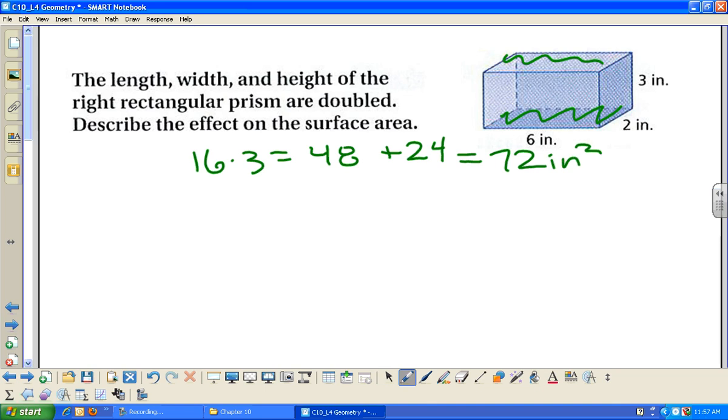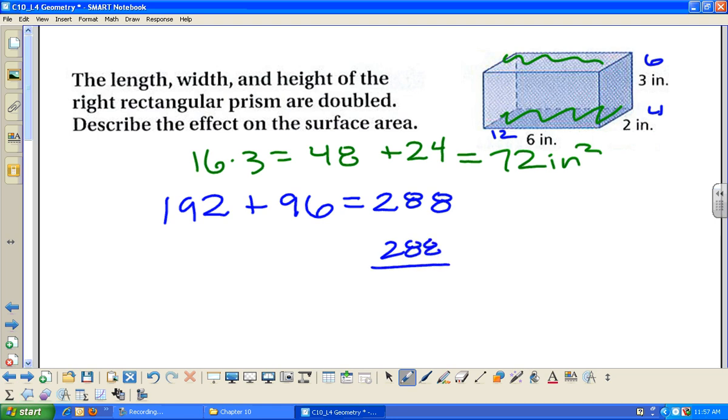Now if I double each side length, this would be 12, 4, and 6, and find the surface area. It's going to be 192 plus 96, which is equal to 288. So I want to see what happened to the surface area. If I do 288 divided by 72, that will be equal to 4. Since surface area is like area, it's always squared. If each side is doubled, I'm going to take the 2 and square it. That means my surface area will increase by a factor of 4, or be multiplied by a factor of 4.